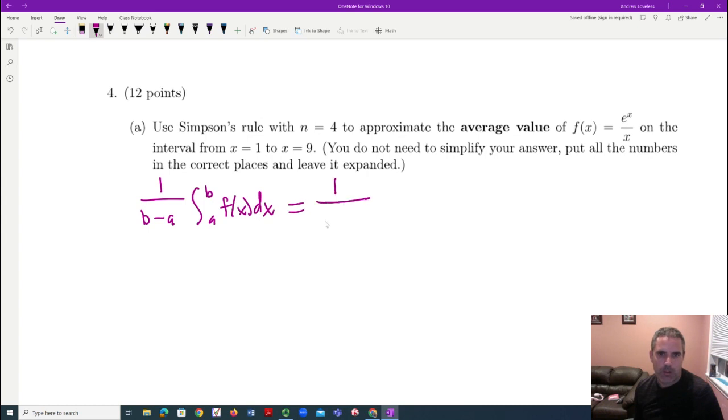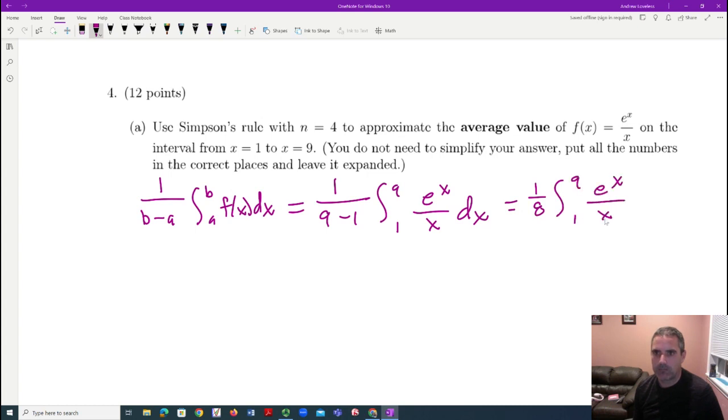But the two numbers are 9 and 1. And the function is e to the x over x. So it's going to be 1/8 of this thing. Done. Now we're doing 4 subdivisions. Delta x is 9 minus 1 over 4, which is 2.